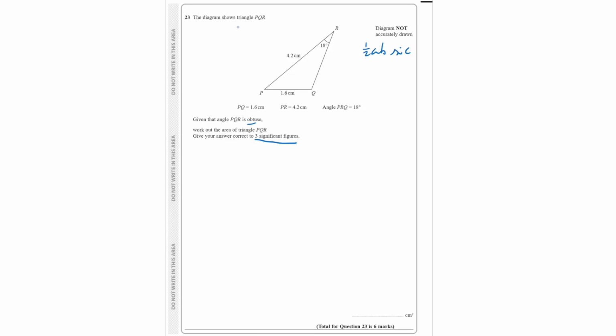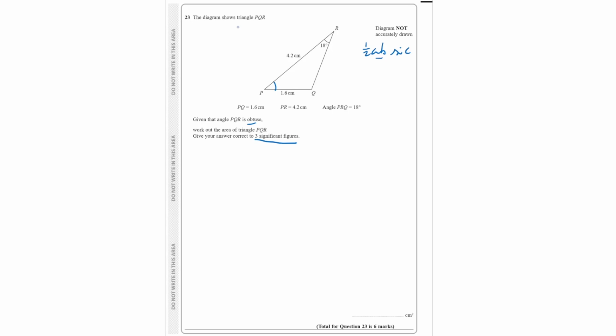However, most students use the angle 18 and 4.2 and 1.6. This is not correct. Why? Because A and B have to be together and between them is the angle C. We can see here that 4.2 is given, 1.6 is given, and between those is angle P. But we don't have angle P.